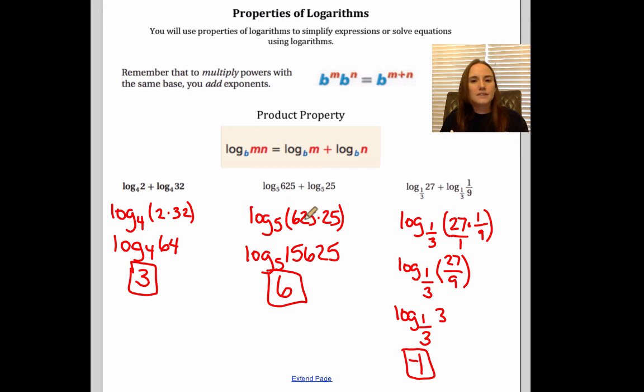So that is the product property. I'm going to stop the video here, and I'm going to make another video for the next property.